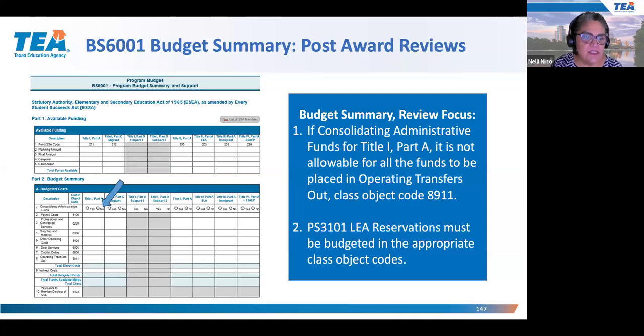Also, if you are utilizing the class object code 8911, any funds that are reserved on the PS 3101 that Vivian went over in great detail, all of those reservation funds must be budgeted in the appropriate class object codes, also between 61 and 6600, if you are wanting to budget 100% in 8911. So for 8911, if you have reservations on 3101, you'll want to go ahead and break those out into the class object codes, or if you're consolidating admin.